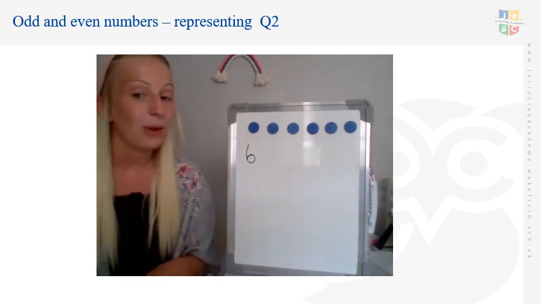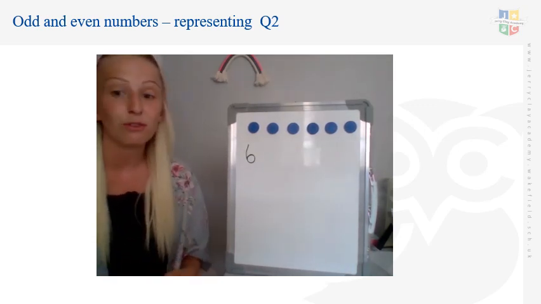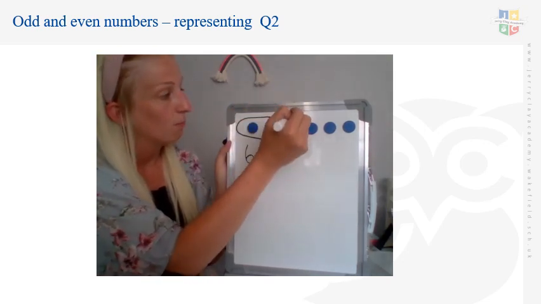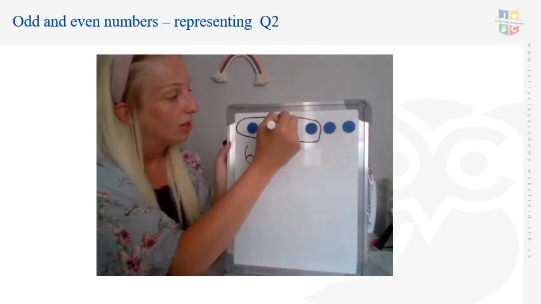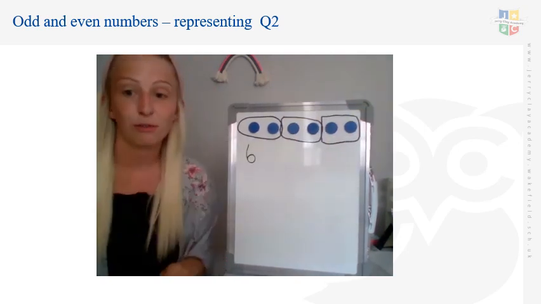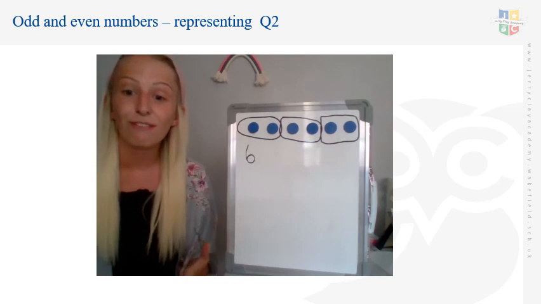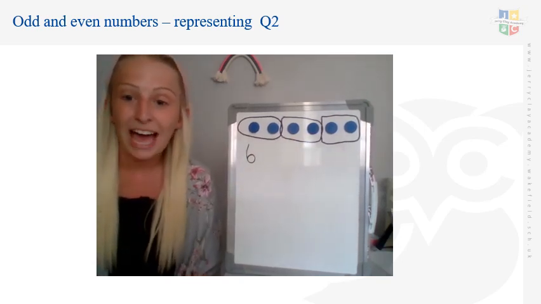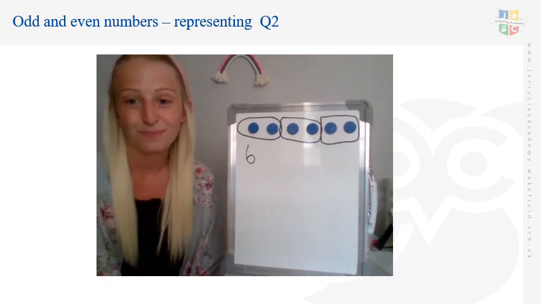So what we can do is put them into multiples of 2, so groups of 2. So here is one multiple of 2, 2 groups of 2, 3 groups of 2. So I know that that number is even because it has multiples of 2. Let's have a look at how we can show an odd number.